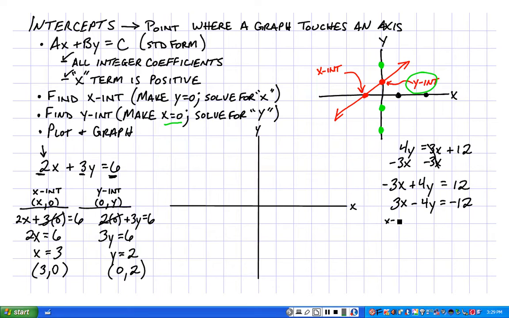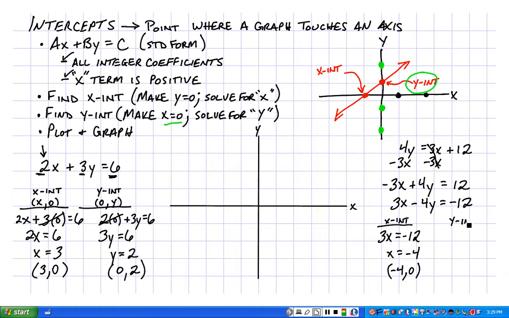So I can find my x-intercept by making y 0. If this is a 0, then 0 times 4 would be 0, so all of this would cancel, and I'd just be left with 3x equals negative 12, where my x would equal negative 4, and my x-intercept would be negative 4, 0. Because I divide both sides by 3, negative 12 divided by 3 is a negative 4.